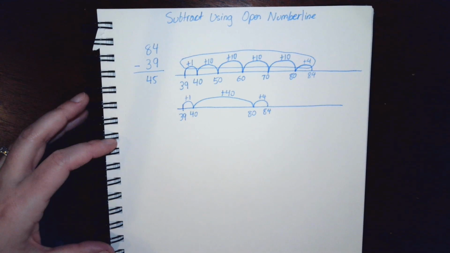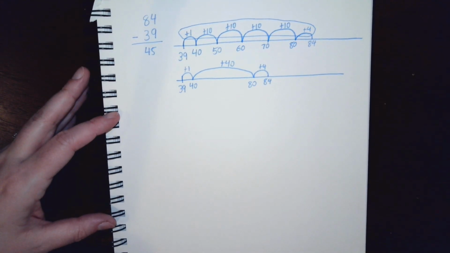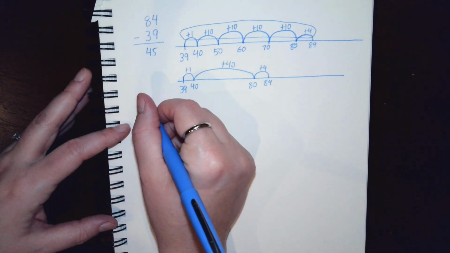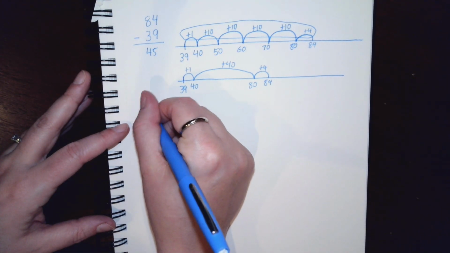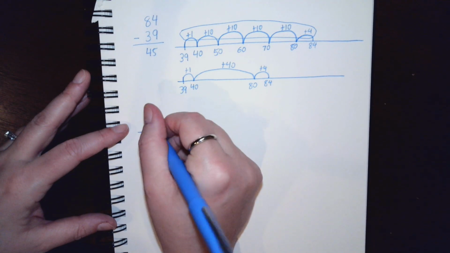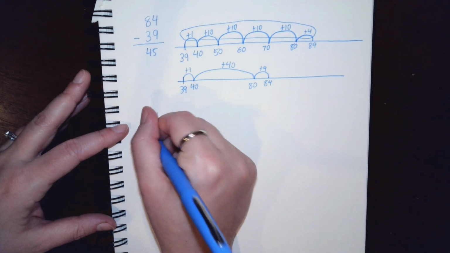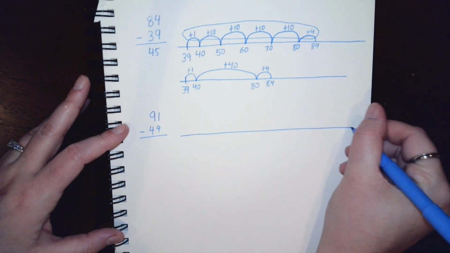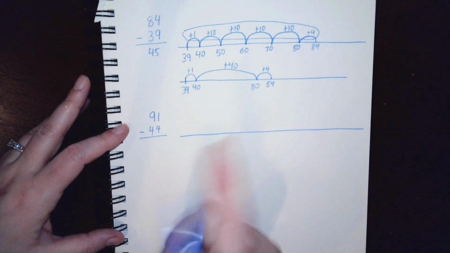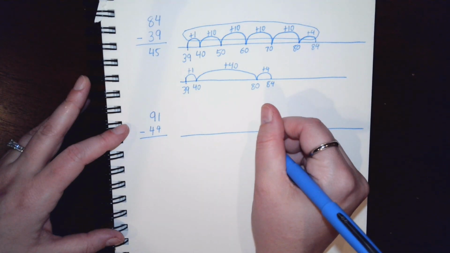Okay, let's do another one. Let's do 91 minus 44. Okay, so I'm going to draw my open number line. Notice my starting point is close to the edge. I don't want to start in the middle.